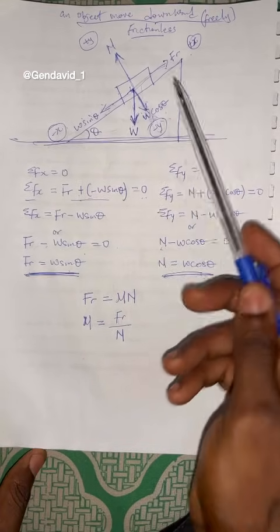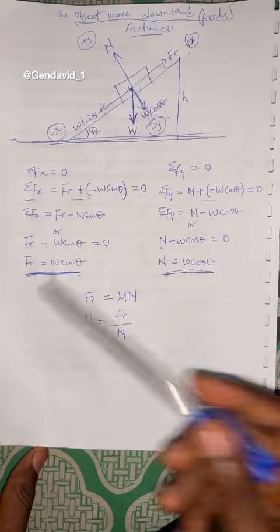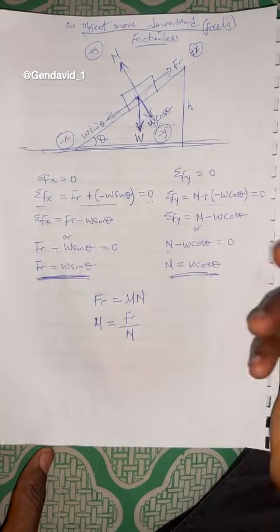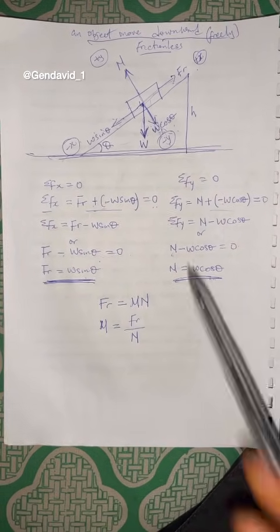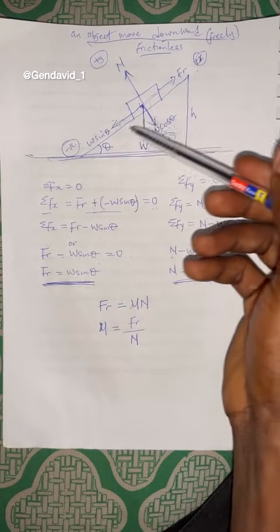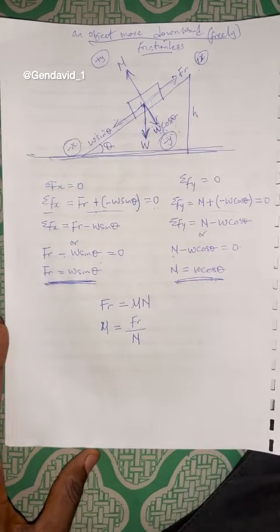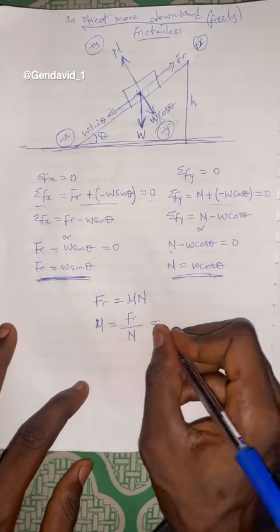This formula I want to give you only works in this aspect. That is, whenever an object moves down the plane, it moves freely down the plane because there will not be an applied force. You will only have the internal force and the force down the plane, which will be W cos theta.